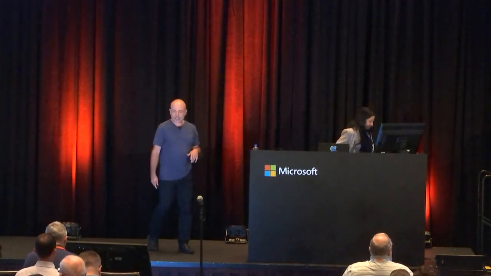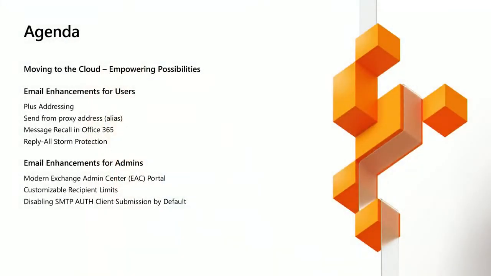Today, we're going to be talking about a number of things about email enhancements for end users and for administrators. We're going to talk a little bit about what moving to the cloud helps empower in terms of these types of capabilities. For the email enhancements for the end users, we're going to be talking about plus addressing, sending from a proxy address or an alias. We're going to be talking about the new message recall in Office 365. And then we're going to be talking about reply all storm protection.